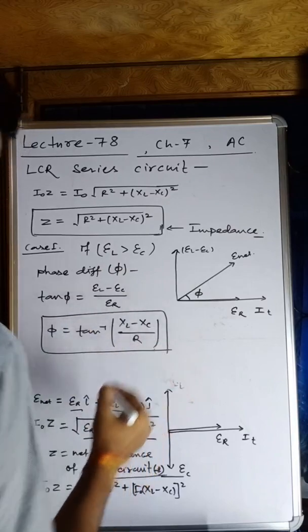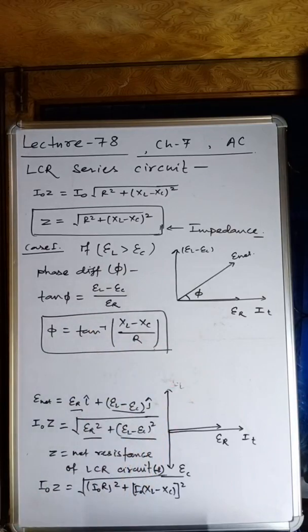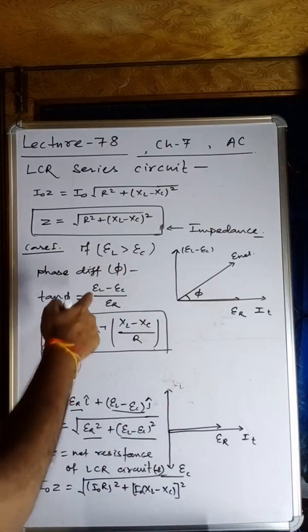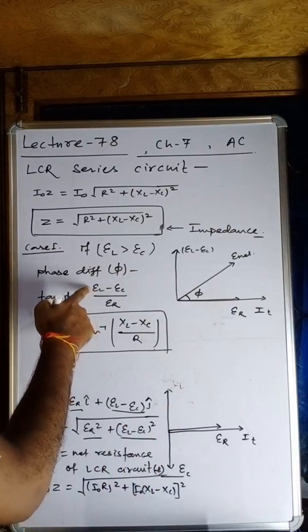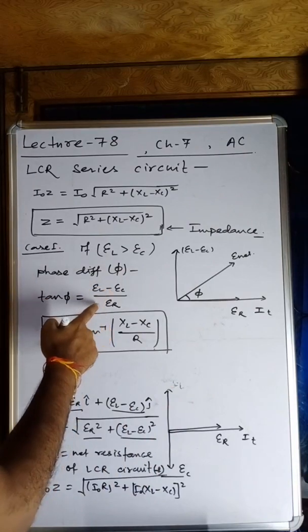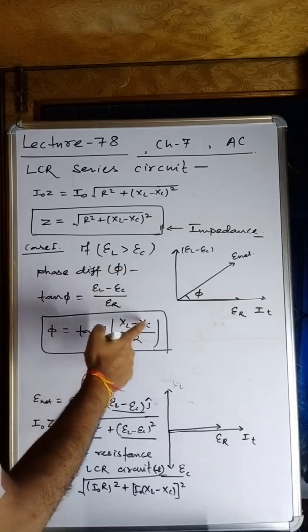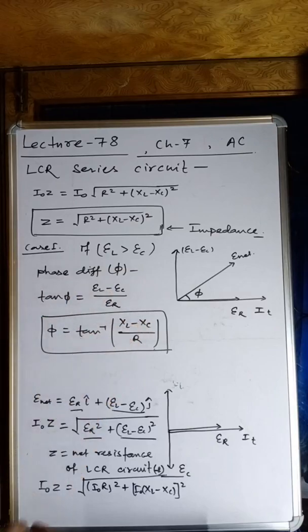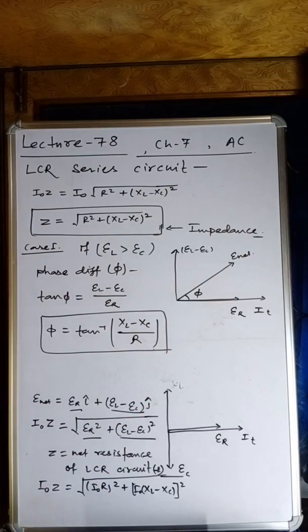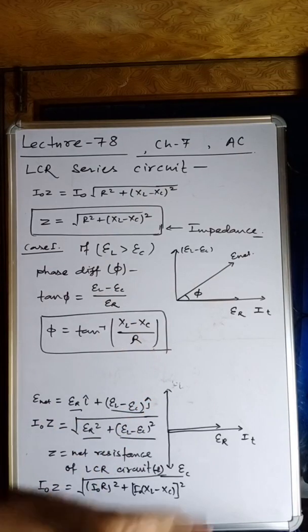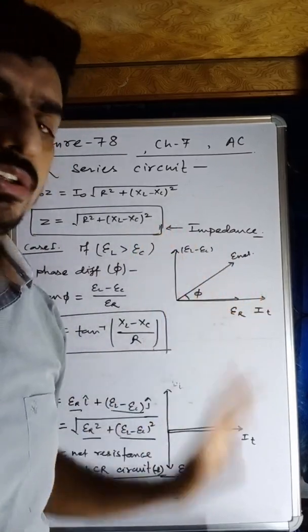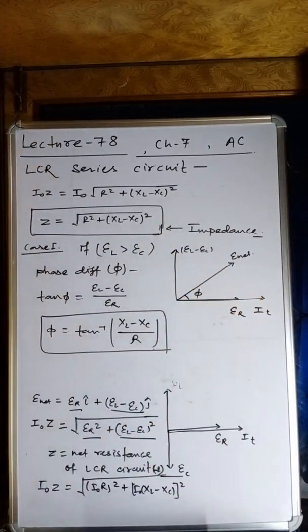How does it become this equation? Here for the current we can write I XL minus I XC divided by I R. I will be cancelled out. So (XL minus XC) divided by R, where R is the resistance, and this is the phase difference between the current and net voltage of the LCR series circuit.